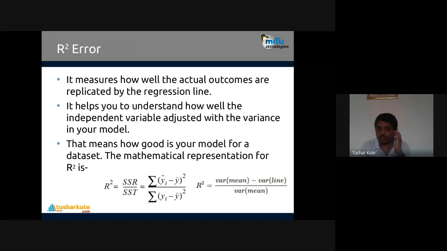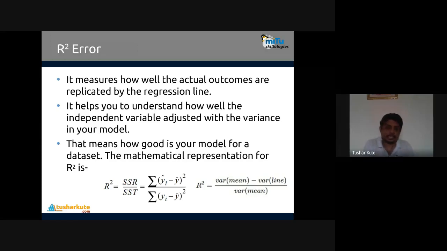And the third regression analyzing method is R squared error, which is a very commonly used error, and most of the time people don't know exactly how it is calculated. So see how it's calculated. It is a measure of how well actual outcomes are replicated by the regression line. Actual outcomes replicated by the regression line means the actual accuracy of the regression model is given by R squared error. So it helps you understand how well the independent variable adjusts with the variance in your model.